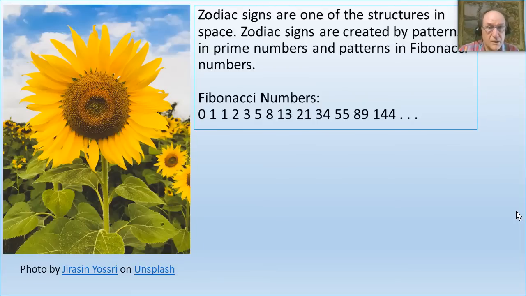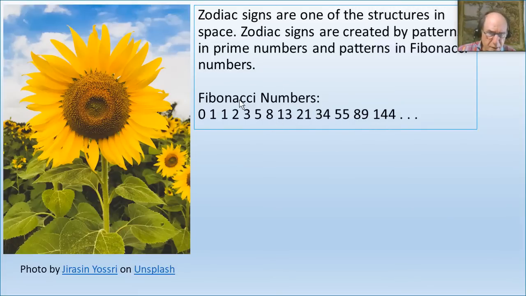But what's not speculation are the Fibonacci numbers. And the Fibonacci numbers, as you probably know, is this sequence of numbers 0, 1, and it's extremely simple. You just take two numbers and add them and get the next number. 0 plus 1 is 1, and now we have 1, 1. 1 plus 1 is 2. 1 plus 2 is 3. 2 plus 3 is 5. 3 plus 5 is 8. And you just keep doing that.